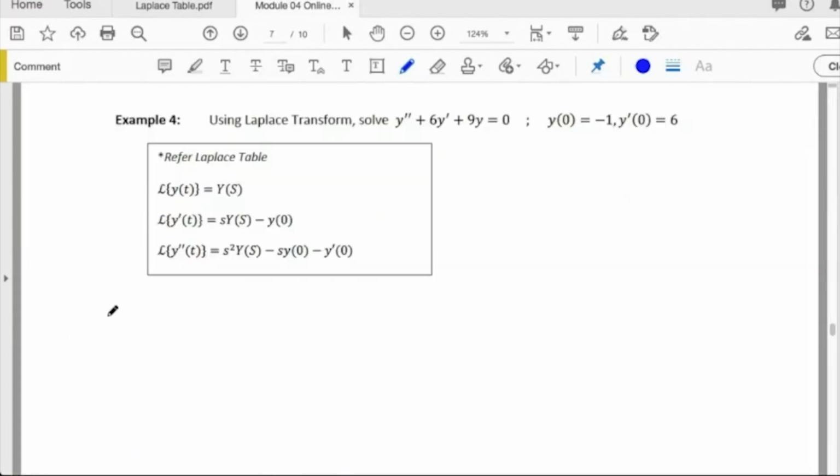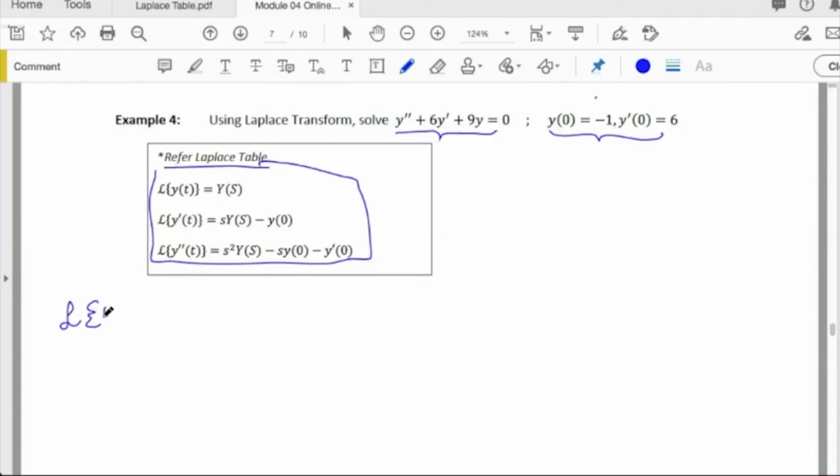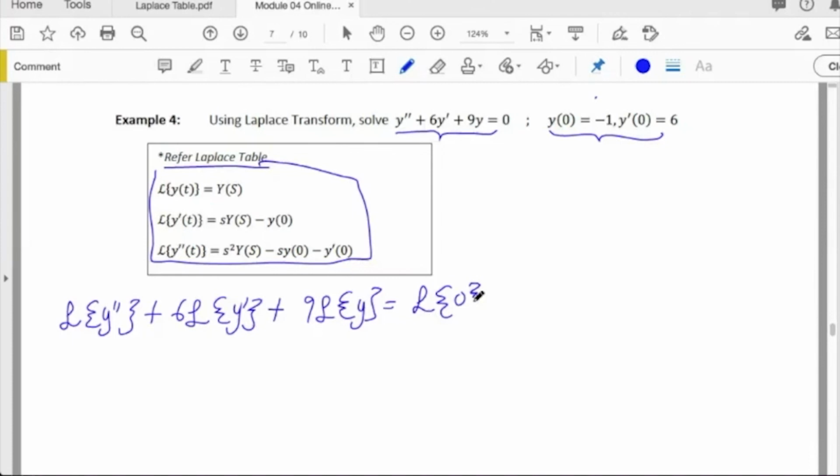So next is example 4. Using Laplace transform to solve this problem with the given initial value information, and this is taken from the Laplace tables. The first step, we apply the Laplace transform on y double prime plus 6 times the Laplace transform on y prime plus 9 times the Laplace transform on y, and then the Laplace transform on 0.